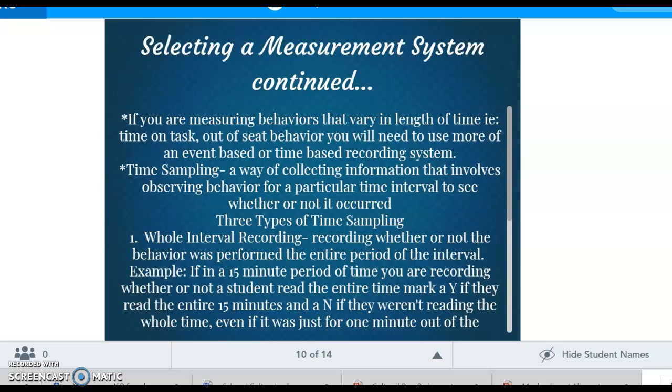In continuing and talking about selecting a measurement system, if you're measuring behaviors that vary in length of time, for example, time on task, out-of-seat behavior, you will need to use more of an event-based or time-based recording system. Time sampling is a way of collecting information that involves observing the behavior for a particular time interval to see whether or not it occurred.